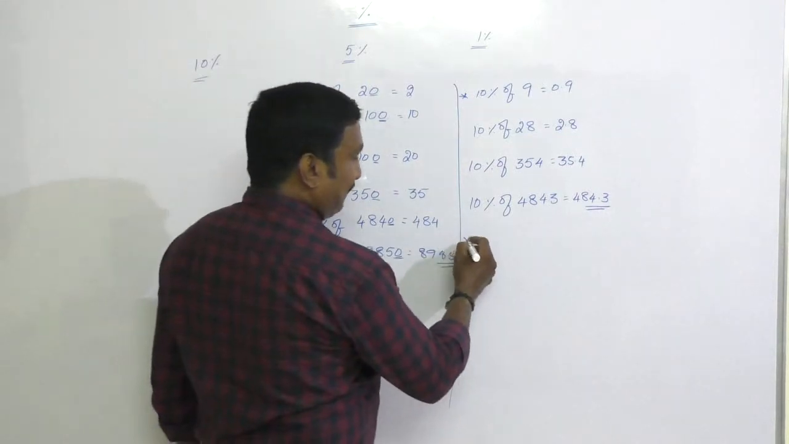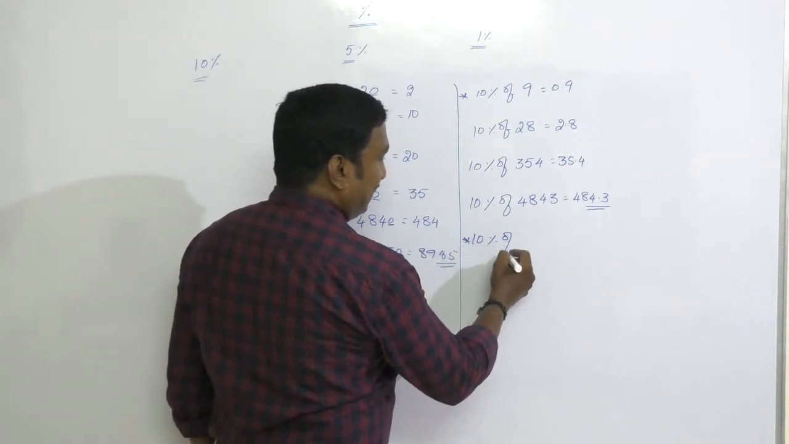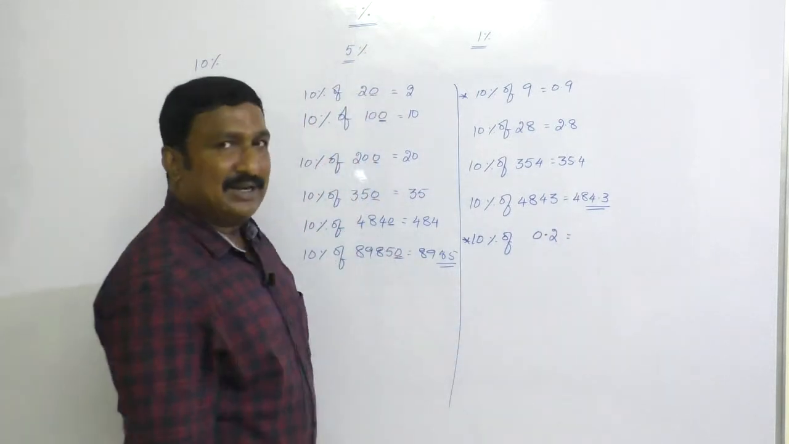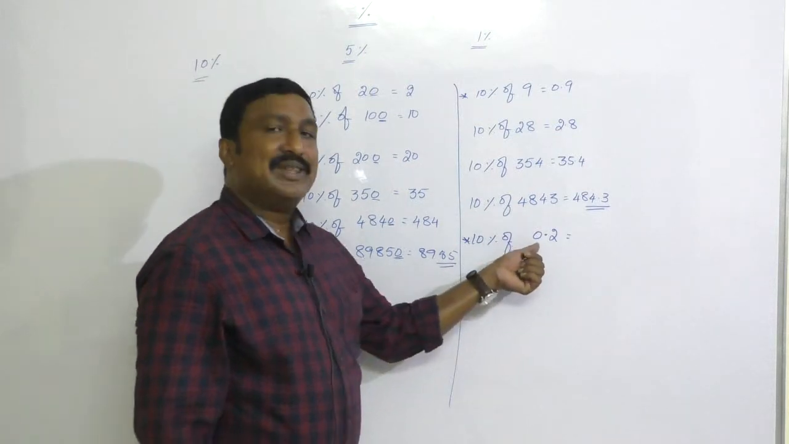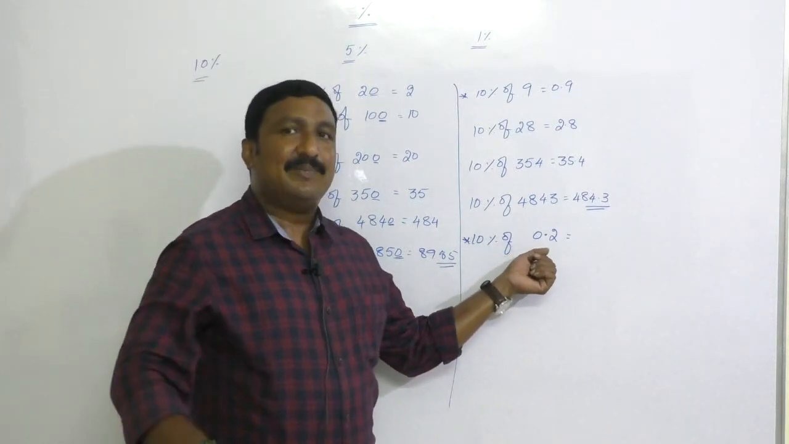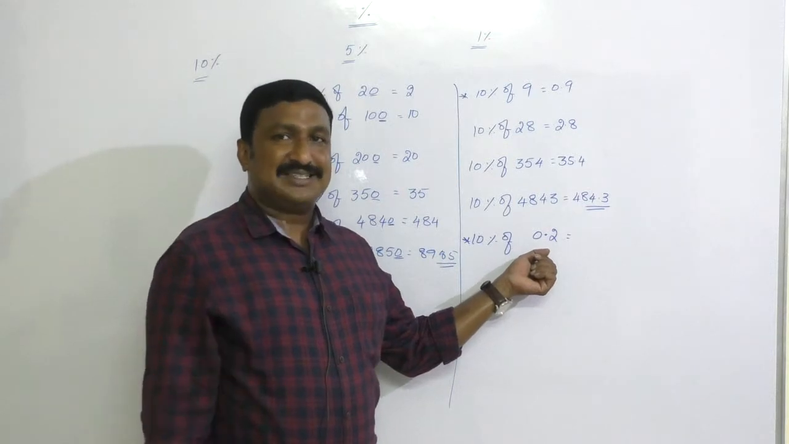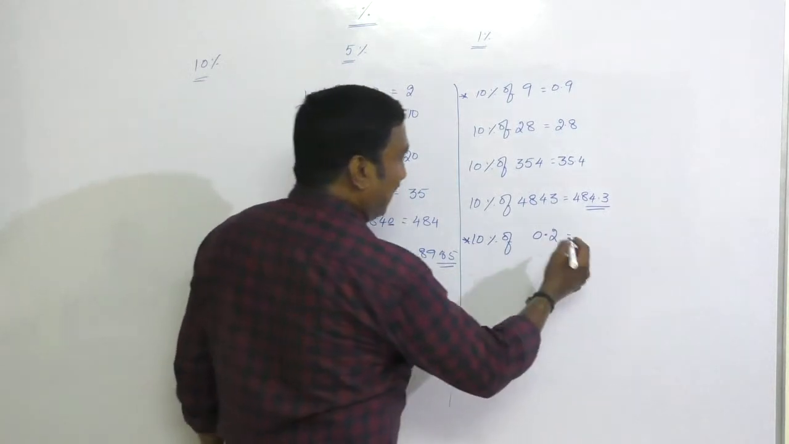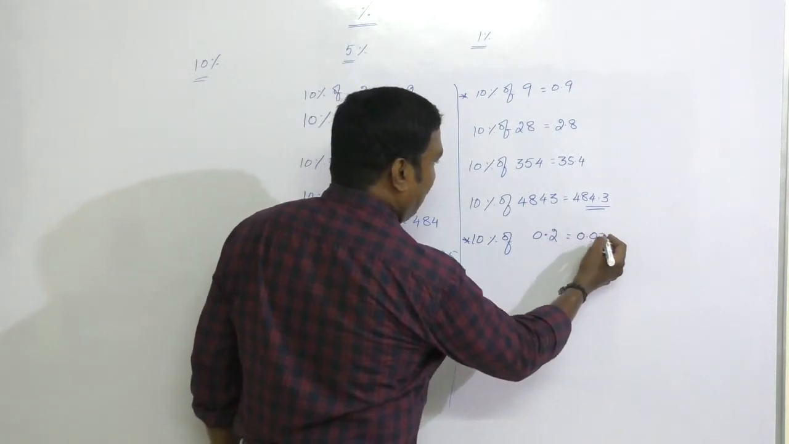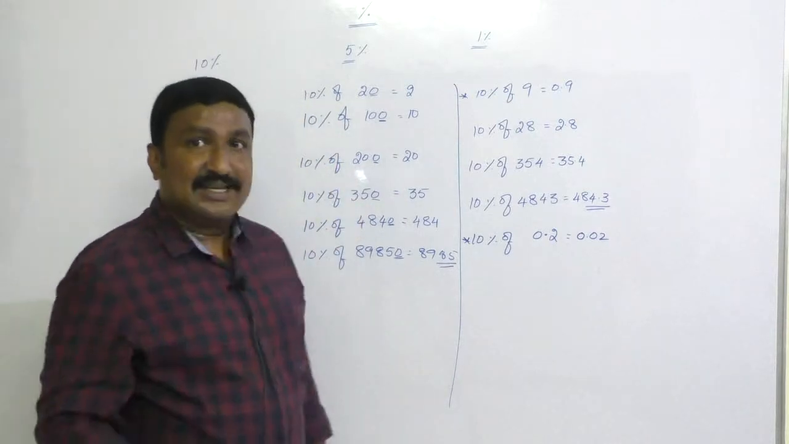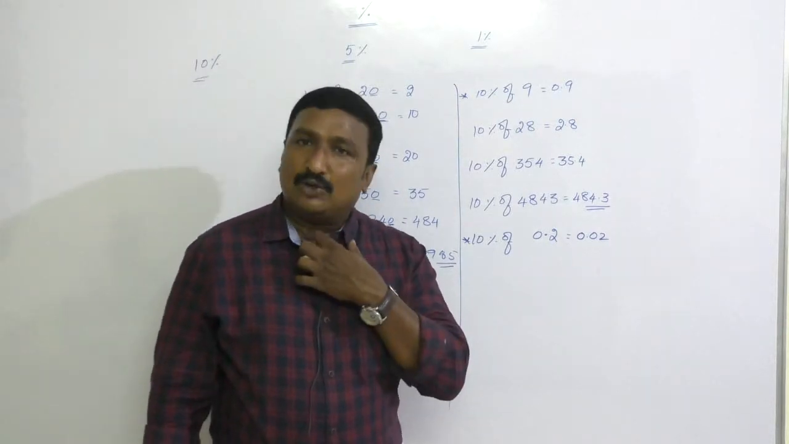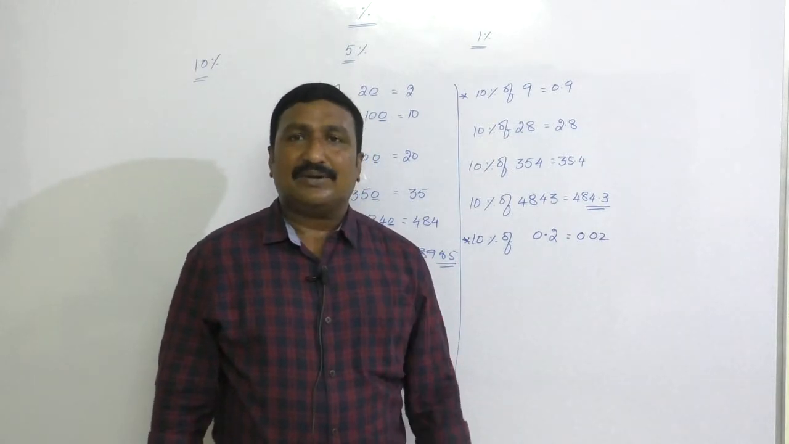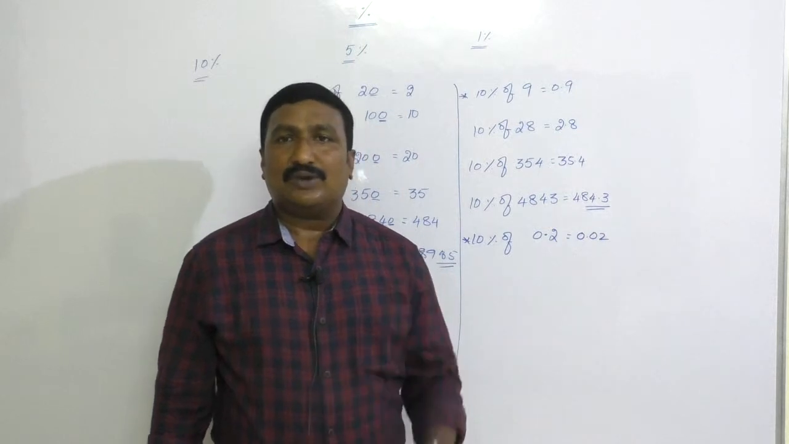Suppose I take 10% of a decimal number, 0.2. Whenever the number has decimal places, one decimal place is increased. That means 10% of 0.2 will have one more decimal place, so you write 0.02. If one decimal place is there, two places will come. If there are two places, three places will come in the answer. If there are three places in the number, 10% of that number will have 4 decimal places.